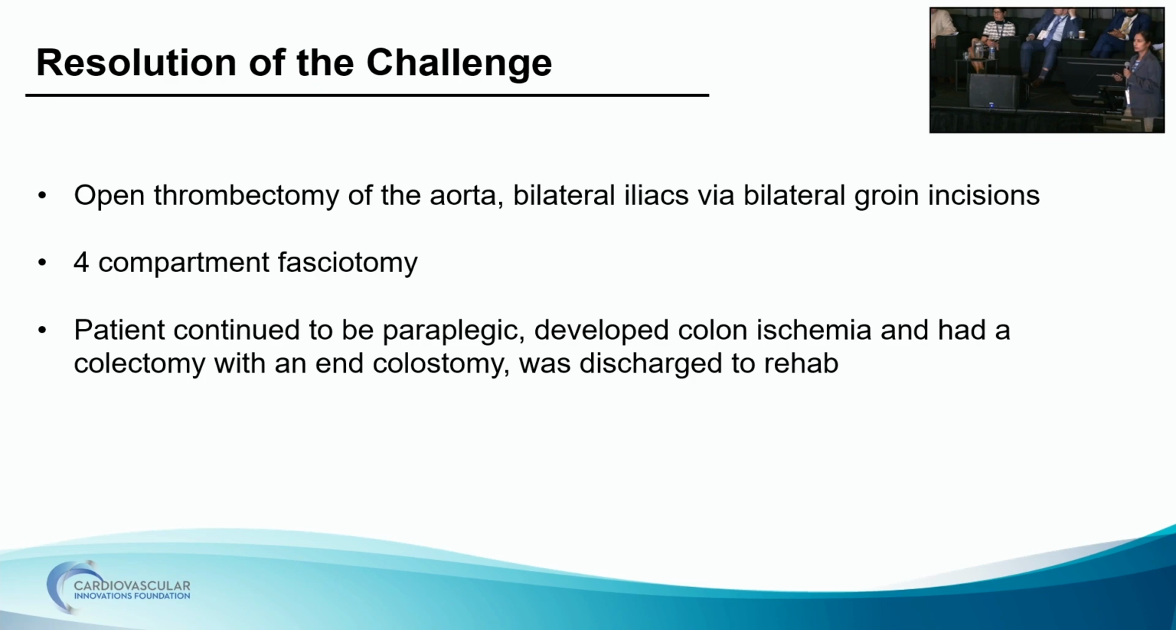We cut down on his femorals in order to protect the legs from getting embolism, and we did a Fogarty balloon thrombectomy of the aorta. Ultimately we did stent his iliacs, and then we did a 4-compartment fasciotomy. However, this patient continued to be paraplegic. He ultimately developed colon ischemia and then had a colectomy and an ileostomy, and then was discharged to rehab.